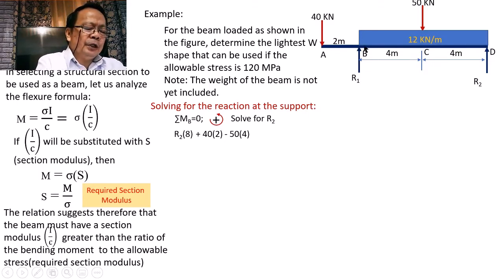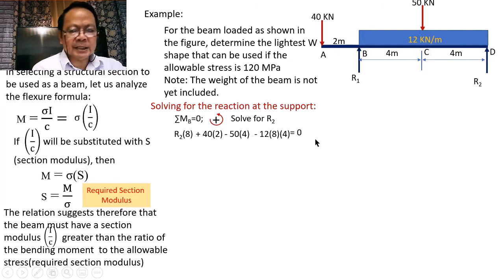And the moment due to this distributed load of 12 kilonewton per meter acting at the middle of the span will be equal to negative 12 multiplied by 8 multiplied by 4. At dapat yan ay equal sa 0. Kaya kapag ito sinimplify natin, we can solve for R sub 2 and R sub 2 will be equal to 63. Kaya itong R sub 2 natin ito yung 63. Di ba? Ngayon, pagkatapos we solve naman our R sub 1 by summing up moment about D equal to 0.